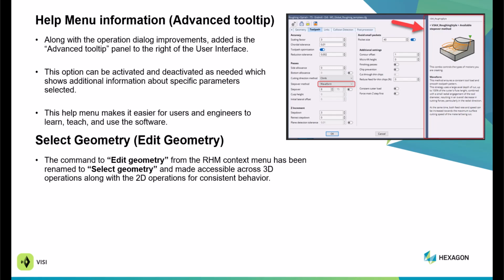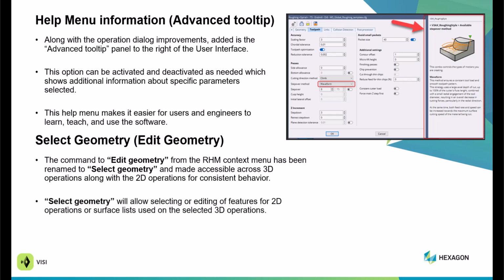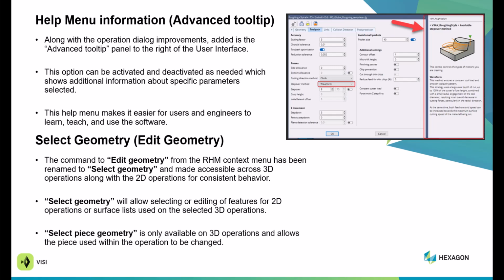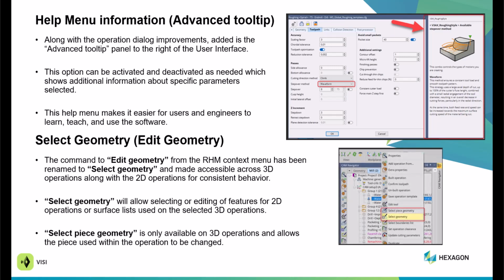Select Geometry. This used to be called Edit Geometry within the right-hand context menu when selecting a certain operation. It's now called Select Geometry, which allows you to select geometry for 2D operations as well as 3D. The Select Geometry will also allow you to edit features for 2D under Operation Surface List and selected 3D operations as well. Select Piece Geometry is available within 3D operations, allowing the piece to be used within operations to be changed. So here are the new parameters in here.